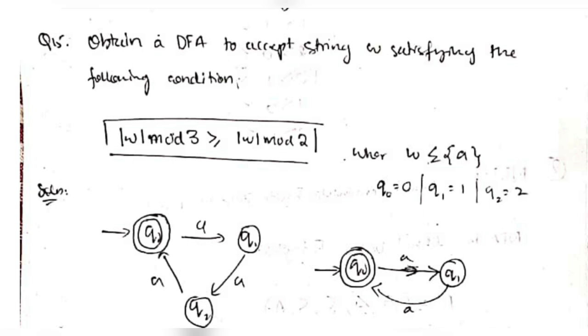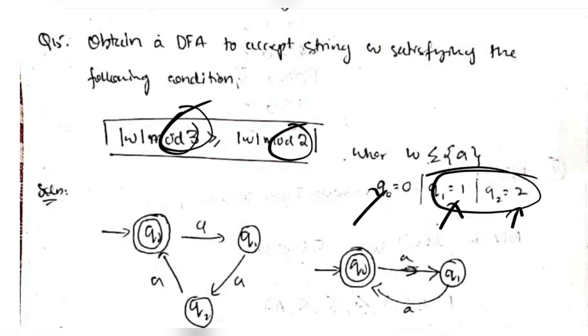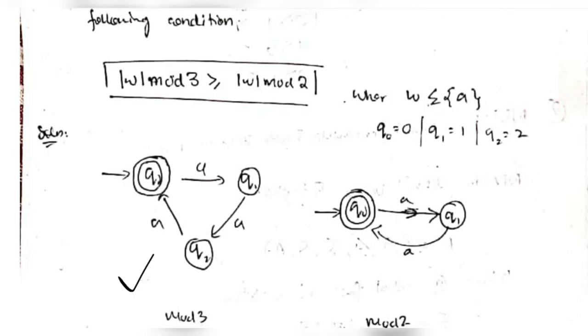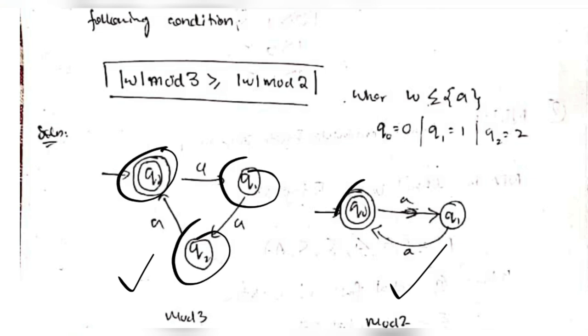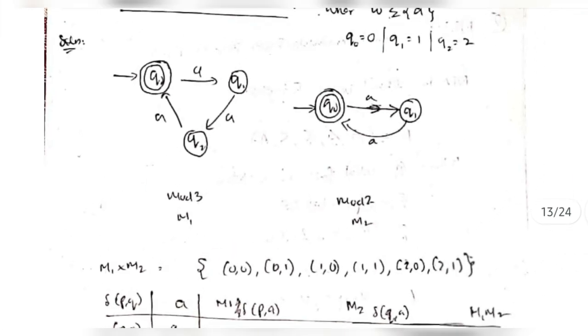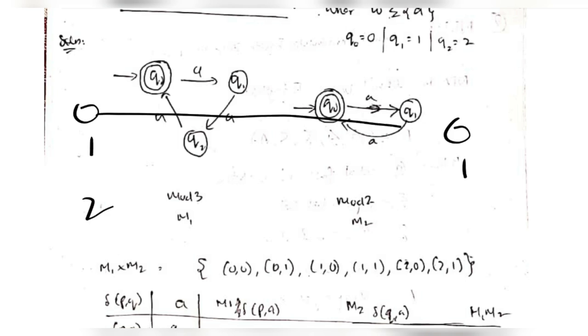So, what are the possible states? W mod 3 and W mod 2, that means the remainders can be 0, 1 and 2 for mod 3, and for mod 2 these 2 are remainders. Overall we have 3 types of remainders. So we will make 3 states here, one for mod 3 and one for mod 2, like in the previous question, and after that we will merge both of them. We will do M1 into M2. Now, see here, the remainders in M2 are 0 and 1, the remainders here are 0, 1, 2. We will make a combination of each of these, 0, 0 we have written here, 0, 1 we have written here.